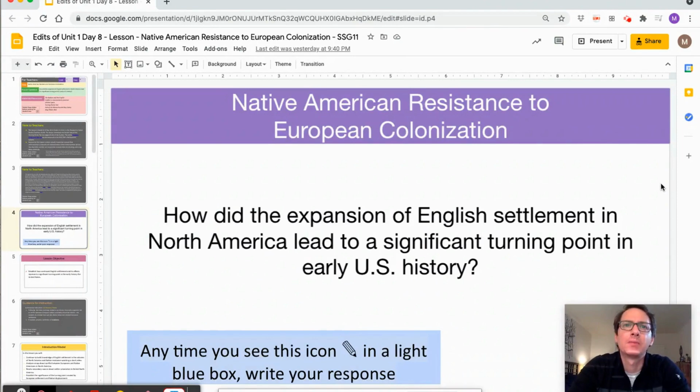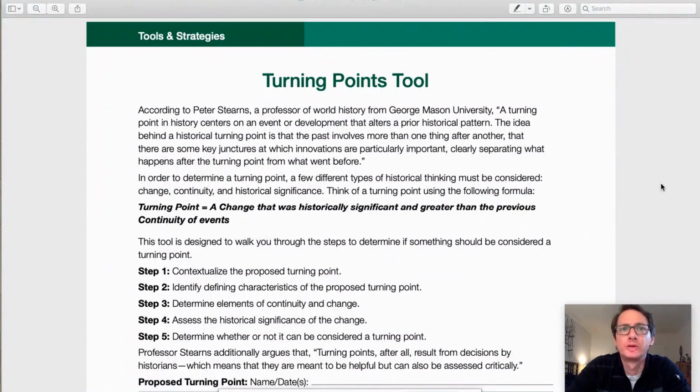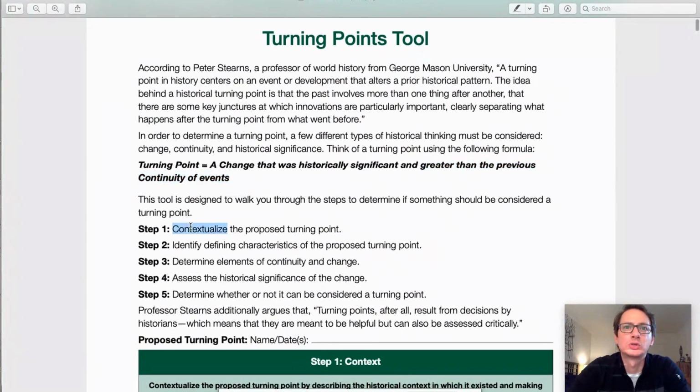Before we begin, I'm just going to pull up the paper version of the Turning Points tool one more time, just so we can remind ourselves of two really important things. First, when determining whether an event is actually a turning point, it must be historically significant. And second, the changes that it results in must be greater than the patterns and trends that remain the same, which we call continuity.